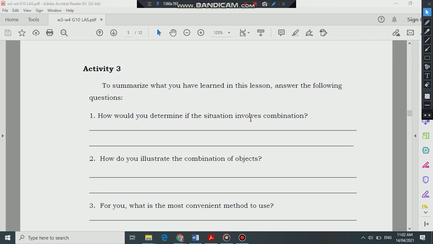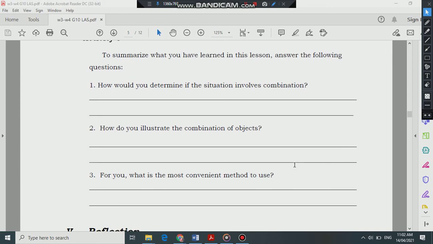How would you determine if the situation involves combination? What keywords should you remember? How do you illustrate the combination of objects? What methods can we use to show the combination or arrangement of objects? And number 3, for you, what is the most convenient method to use? Out of those ways of illustrating the combination of objects, what is the most convenient for you to use? Which is the easiest, the less time-consuming method that should be used?